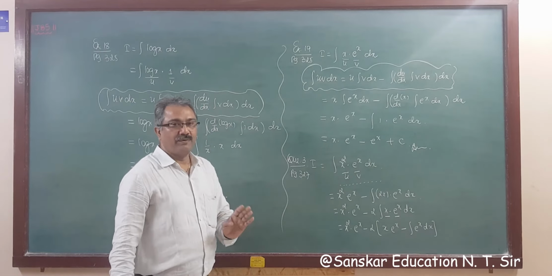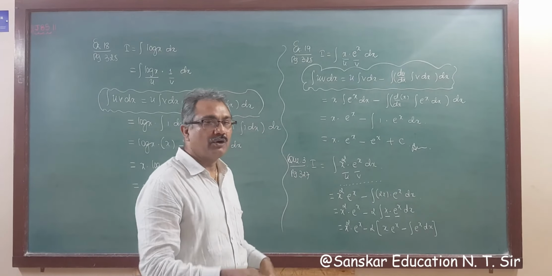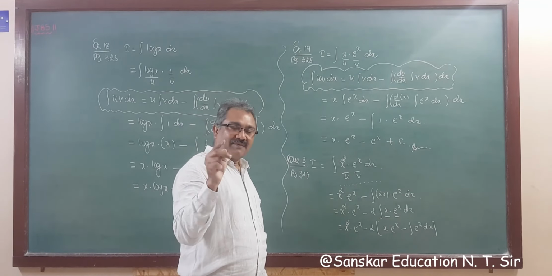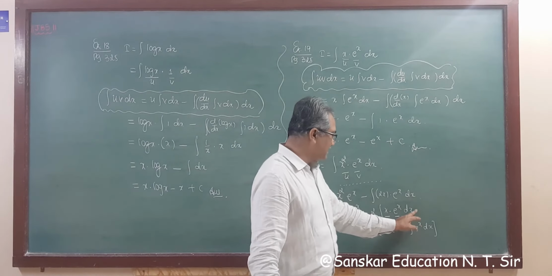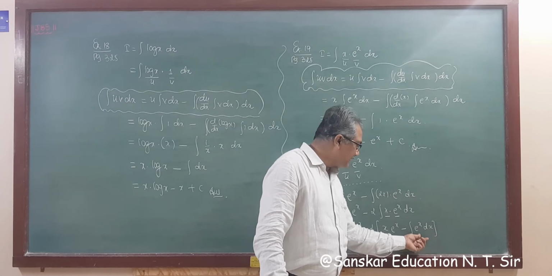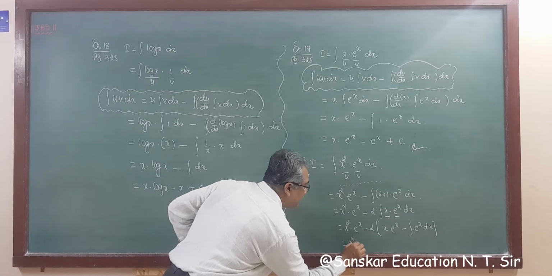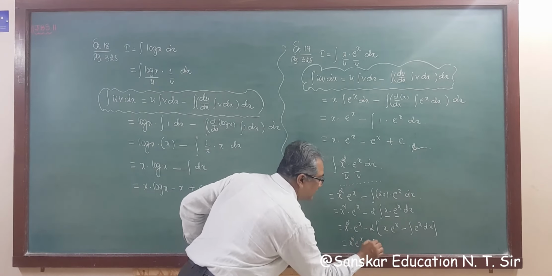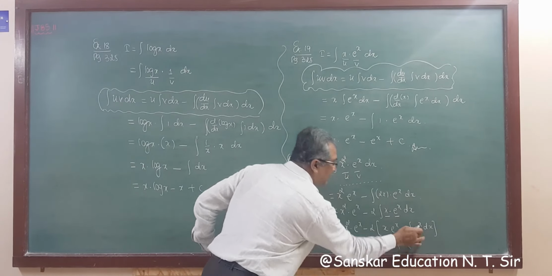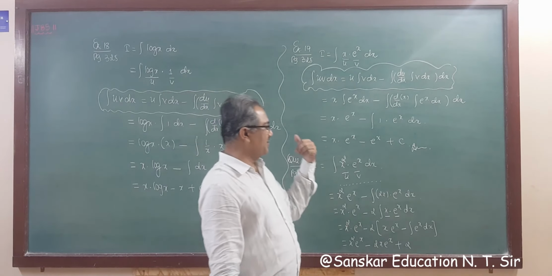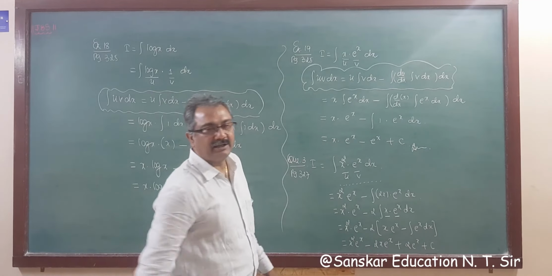And remember one thing also. In this integration by parts section, no need to write plus c each and every time. You have to write it only one time after finishing all the integration. So I am not writing plus c here. After finishing this integration, we write plus c, only one arbitrary constant. So this is x square e raised to x minus 2 times x e raised to x, plus 2 times the integration of e raised to x, which is e raised to x, so 2 times e raised to x plus c.